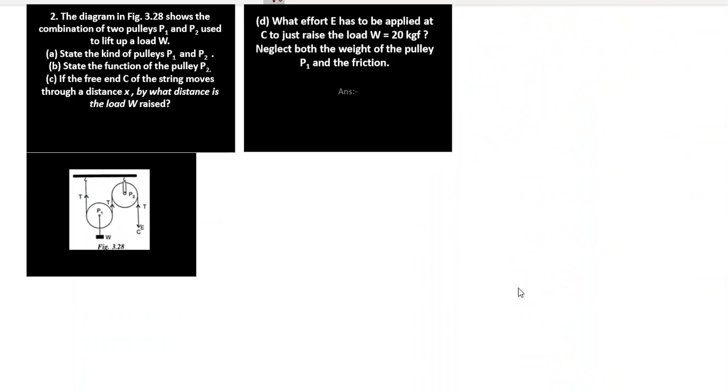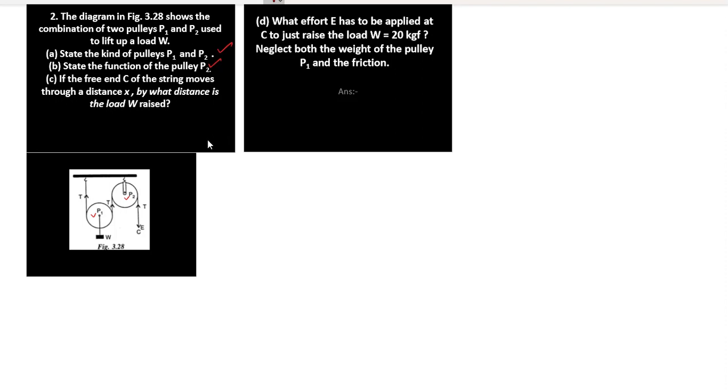The diagram shows a combination of two pulleys P1 and P2. Okay, one is a single fixed pulley P2 and one is a single movable pulley P1, right? So they are used to lift up a load. State the kind of pulleys P1 and P2. P1 is a single movable pulley, P2 is a single fixed pulley. State the function of pulley P2. The function of pulley P2 is to change the application of effort to a convenient direction, that is downward direction.